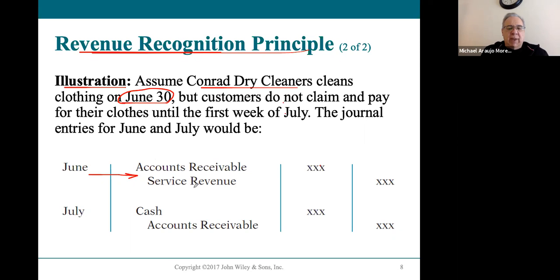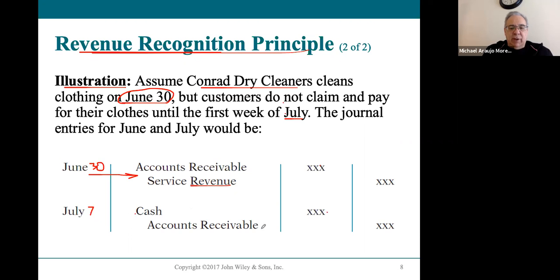The most important thing is to recognize the revenue on the day it was done. So this would actually be June 30th. So that's what the revenue recognition principle is about. Even though it might not be until somewhere in mid-July, say the 7th or 8th of July, the customer shows up, picks up their dry cleaning, their clothes, gives them the cash for it.